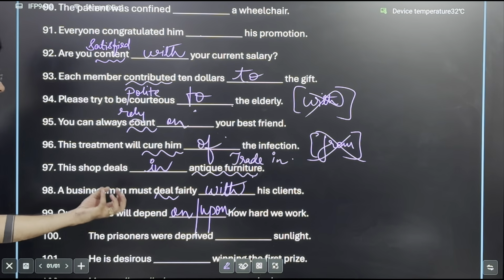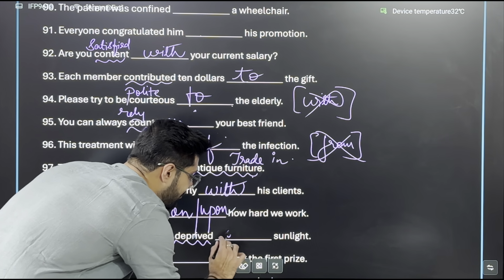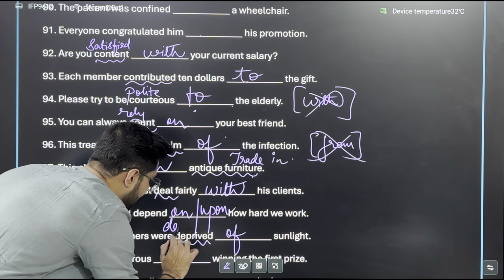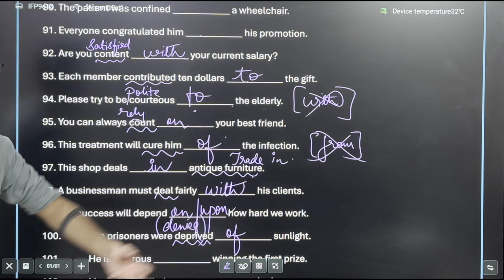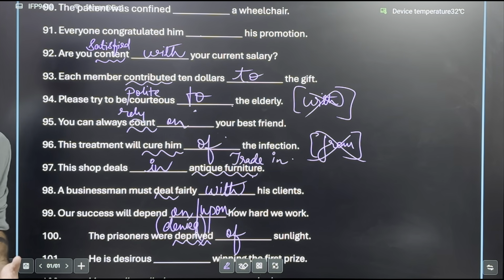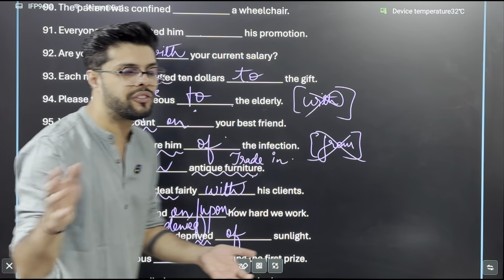And the prisoners were deprived. Deprived का मतलब denied. Deprived means denied of sunlight. Deprived of sunlight. And with this, we complete our next 50 prepositions.